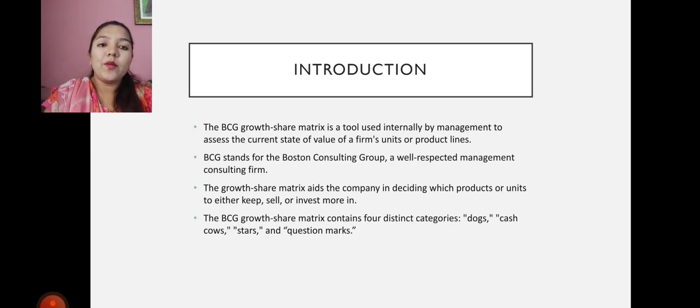It is a growth share matrix. It is a tool used essentially internally by management to see where the products are situated in their organization, or what the units or production lines are. The growth share matrix aids the company in deciding which product or unit has to be kept, sold, or invested in.